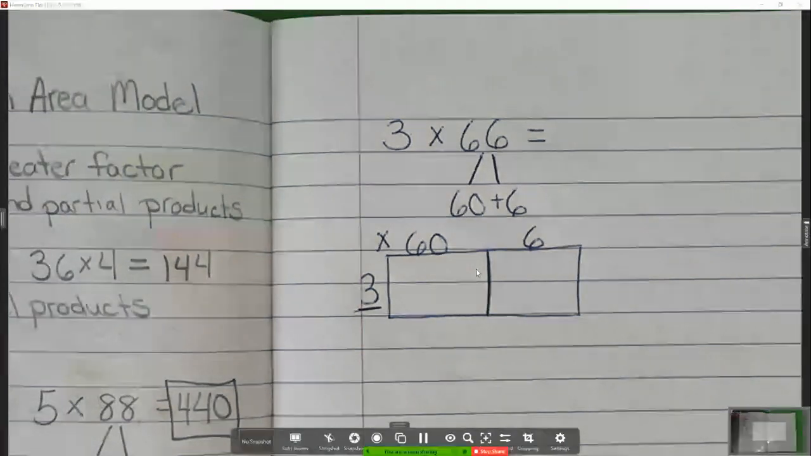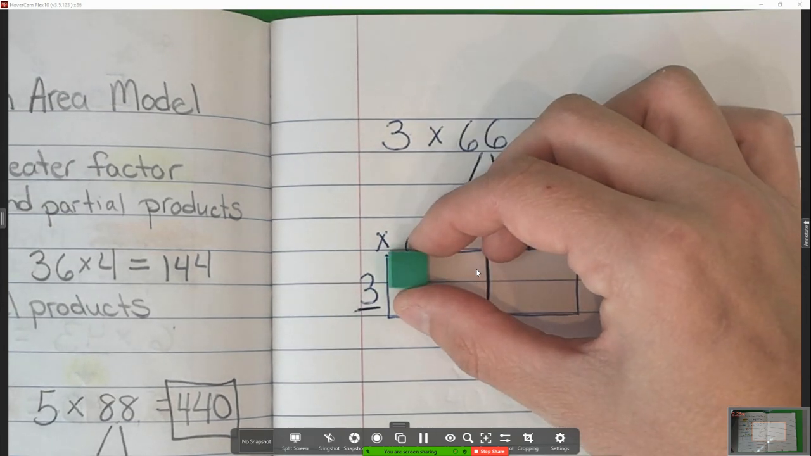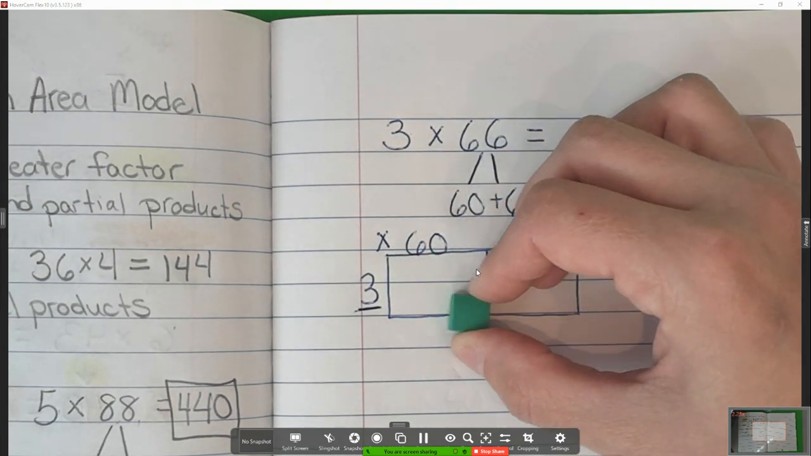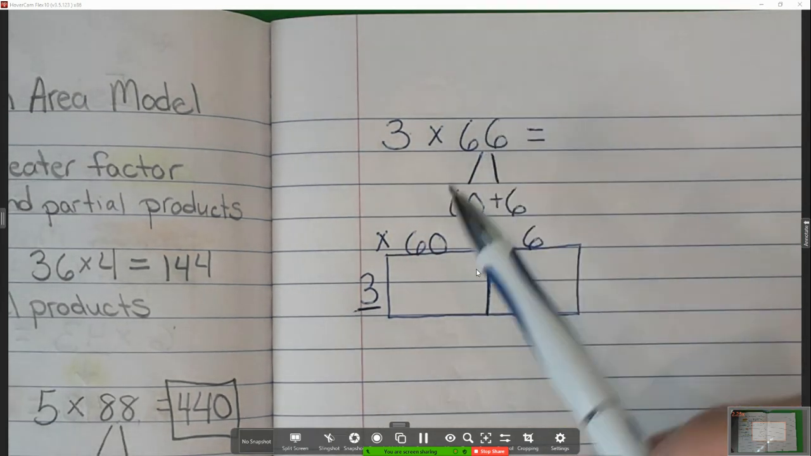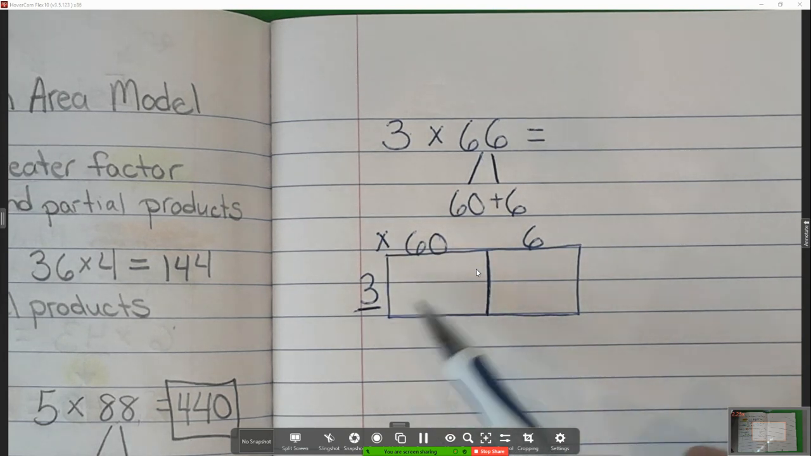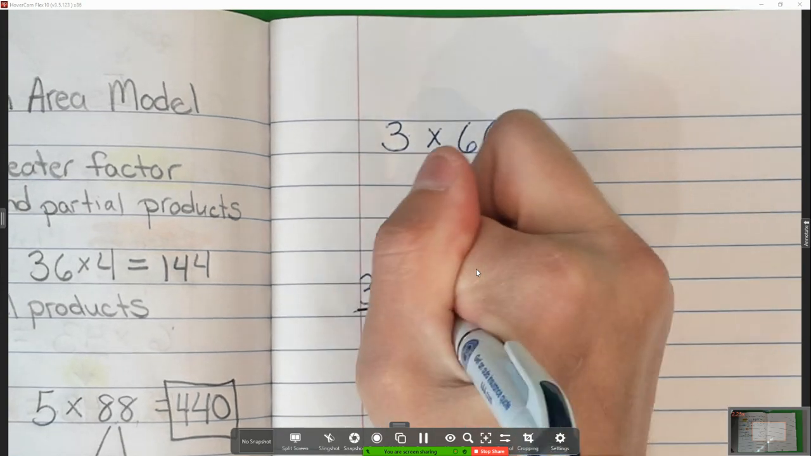Now the idea with area model is how many squares, how many cubes, like I have in my hand, fit in the area. So how many of these little squares fit in this area here? That's what area is. How many little cubes fit into this area? To know that, we have to make an equation, which is 60 times 3 in this first box. So let's go 60 times 3.